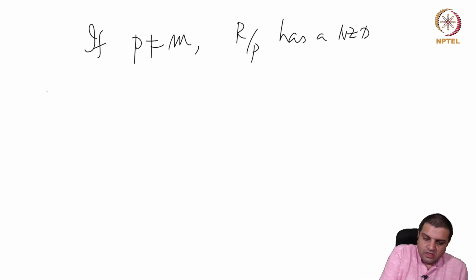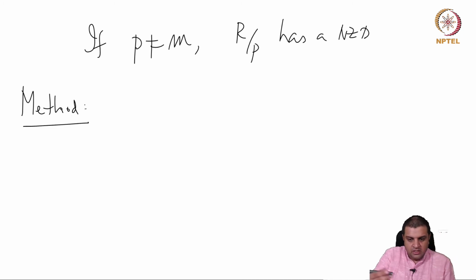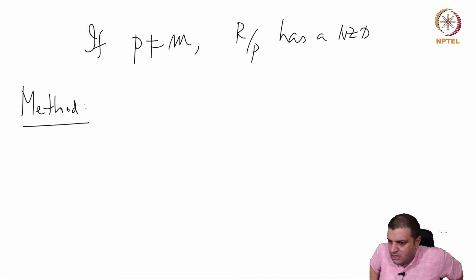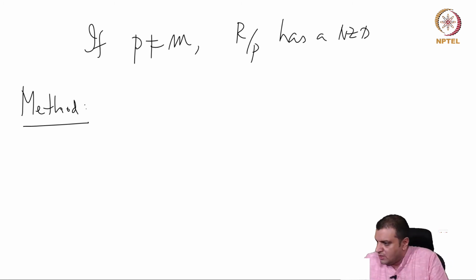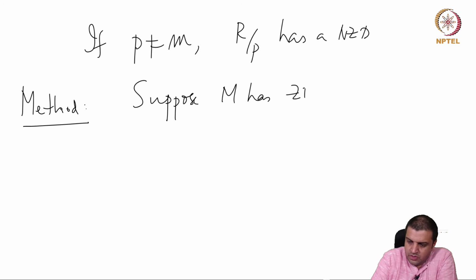So this finishes the proof, but I just want to illustrate another method which goes in a slightly different, but still useful technique, which is the following. Suppose M has a non-zero divisor.